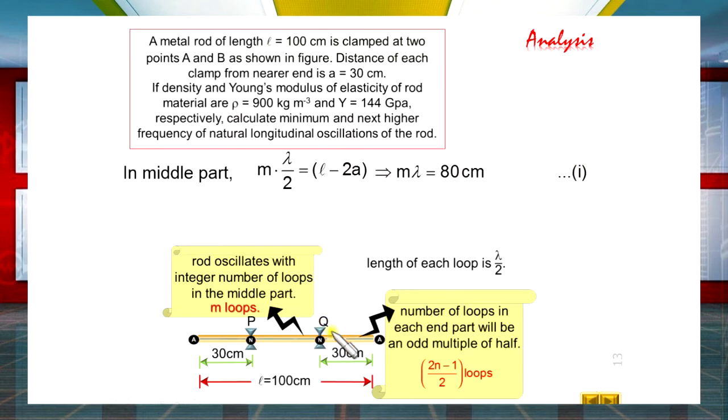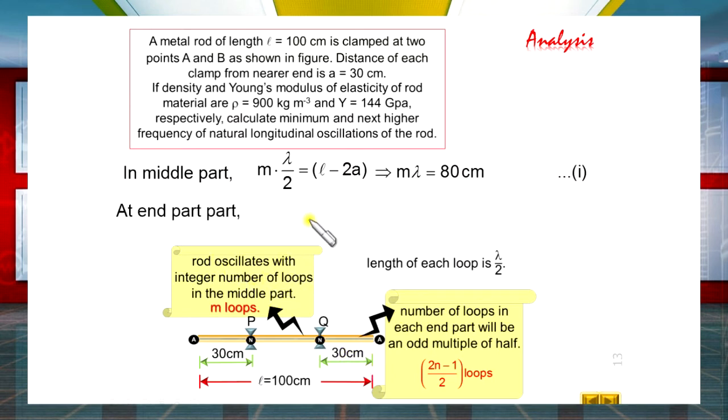Now let us analyze this section, that is the section having the dissimilar end condition, and here we know the number of loops is 2n minus 1 divided by 2 loops, and we can do one thing. If we multiply this number with lambda by 2, we will have the length of this section, that is equal to a, that is 30 centimeter.